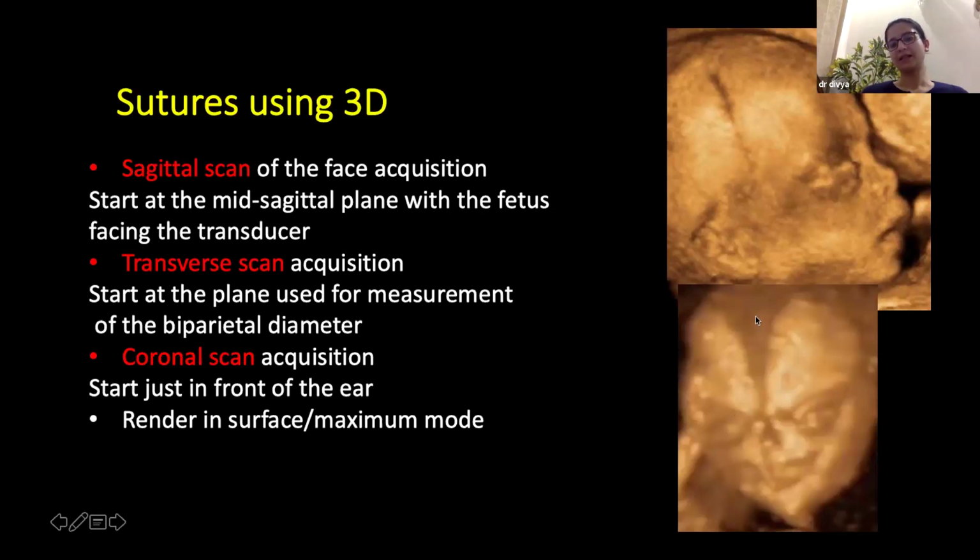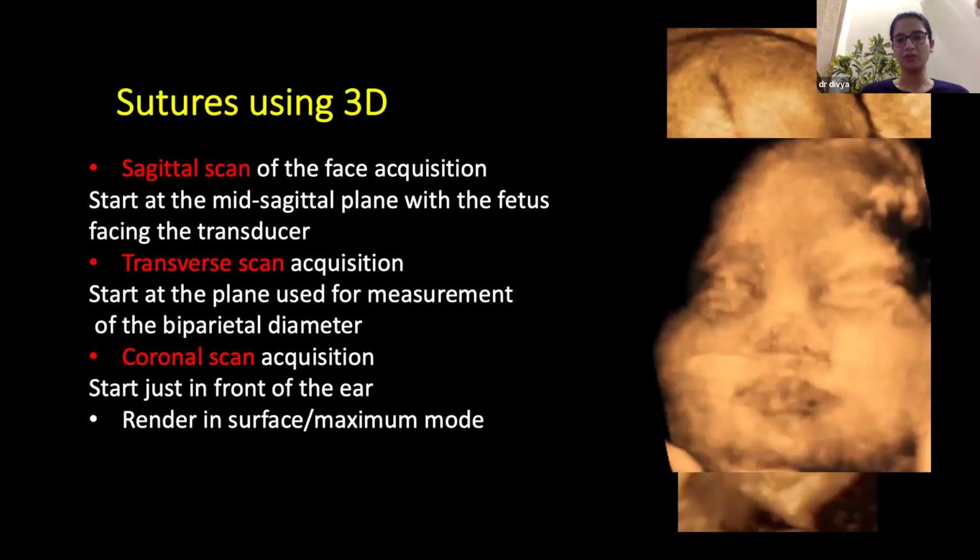And this is the first trimester fetus. In the first trimester, you can see that the sutures are very wide. This is normal. Sutures are wider in the first trimester and less so in the second and third trimester. So it's important to be familiar with the normal appearance of sutures throughout the gestation before you make a call of craniosynostosis.